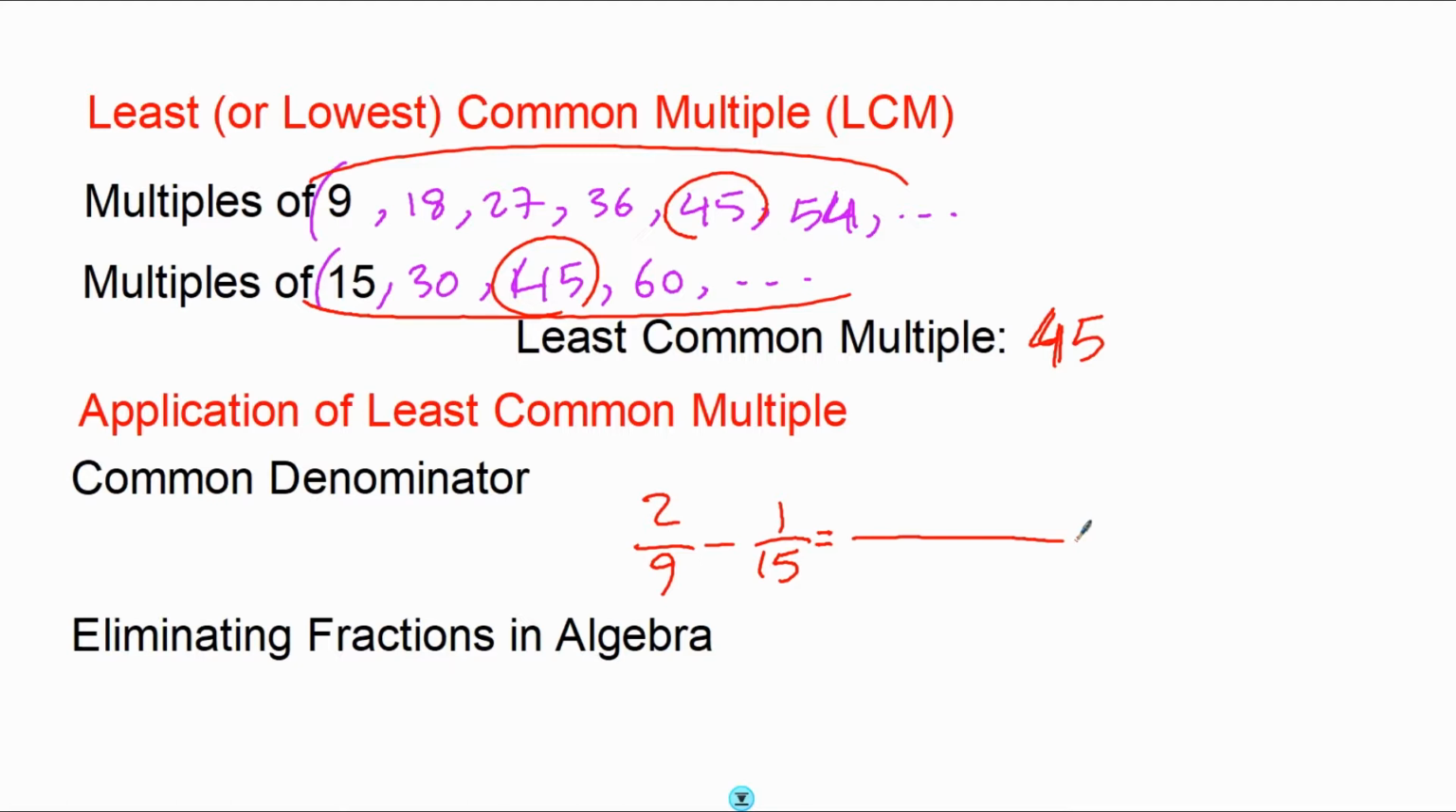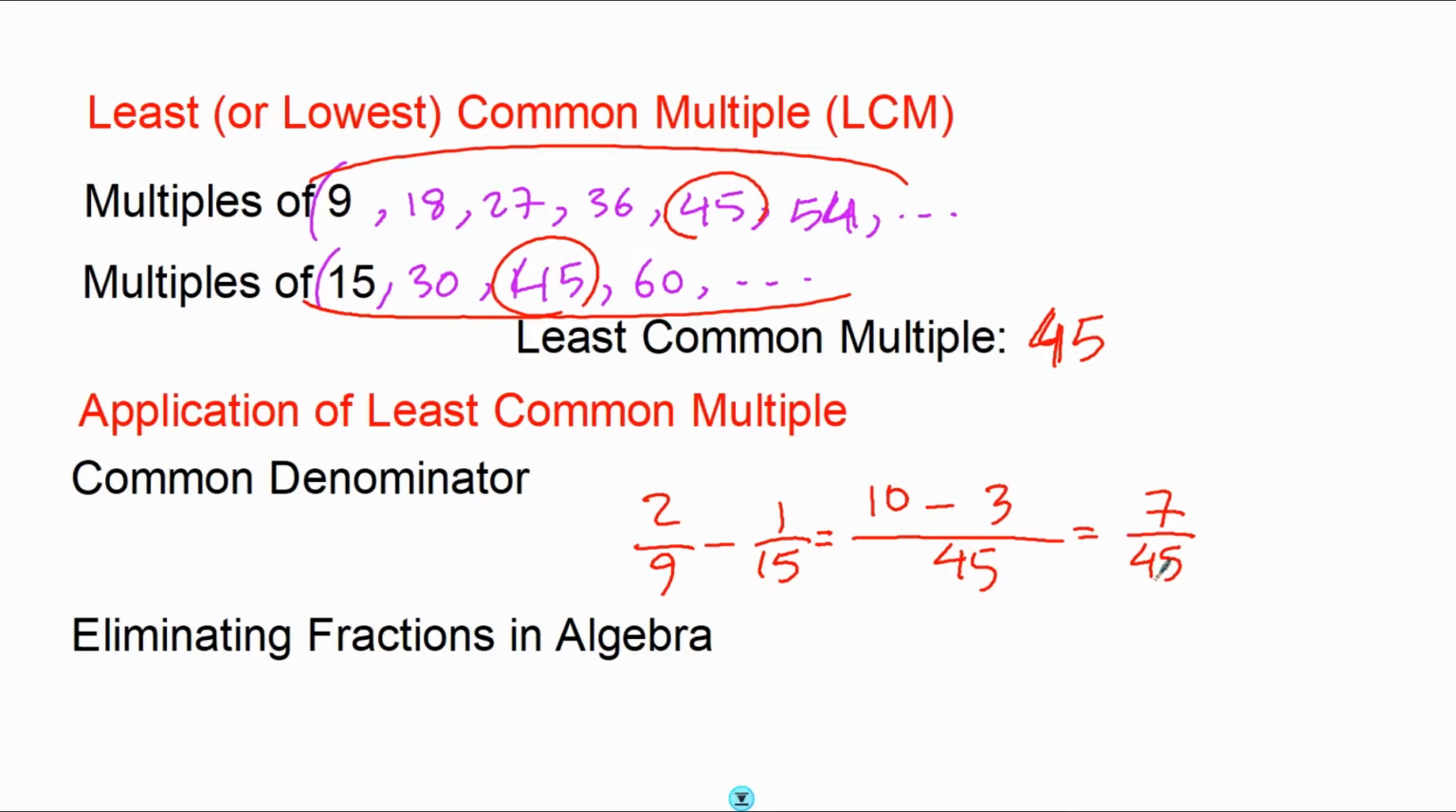It could be any common multiple, but it is normally easier to use the least common multiple because we are dealing with smaller numbers. So here, the least common multiple is 45. And in a way, we are saying that 45 is divisible by 9 and divisible by 15. So 45 divided by 9 is 5. 5 times 2 is 10, so that would be 10. And we have a minus. 45 divided by 15 is 3. 3 times 1 is 3. So the answer here is 7 over 45.